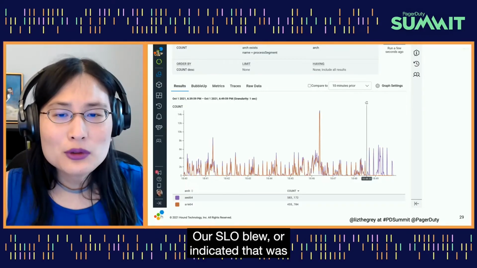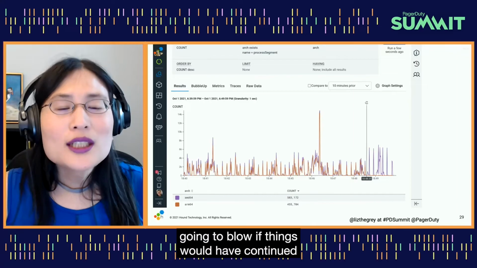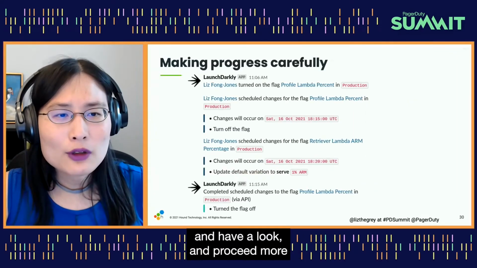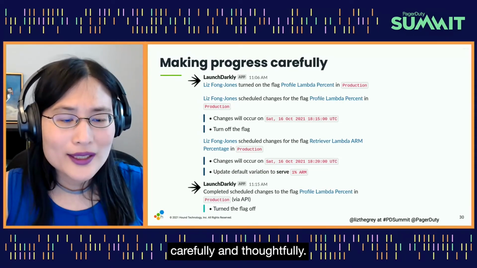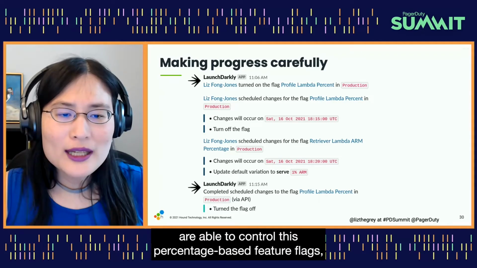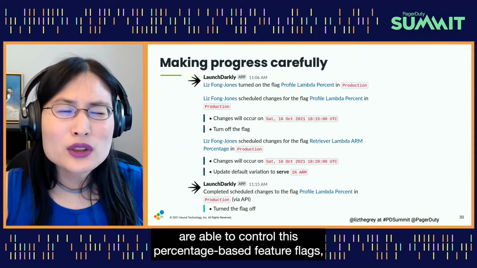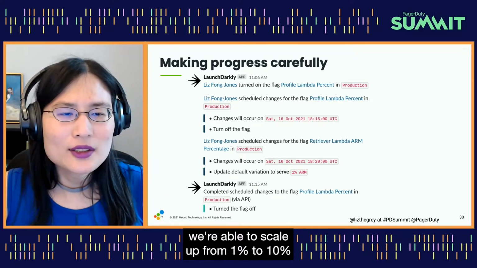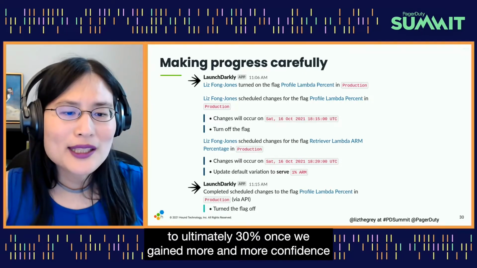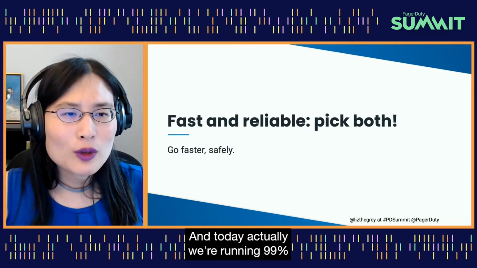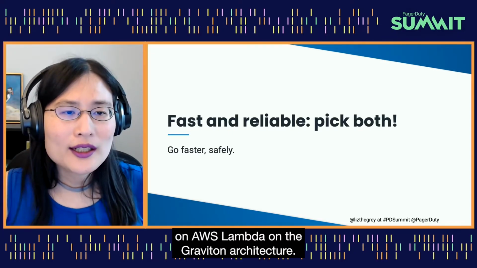So this is an example of everything working as designed. Our SLO blew, or indicated that it was going to blow if things had continued for multiple hours, and we were able to revert and have a look and proceed more carefully and thoughtfully. And the good news is that because we are able to control this with percentage-based feature flags, we're able to scale up from 1% to 10% to ultimately 30% once we gained more and more confidence in the code. And today, actually, we're running 99% on AWS Lambda on the Graviton architecture.